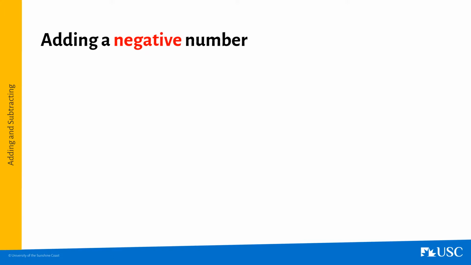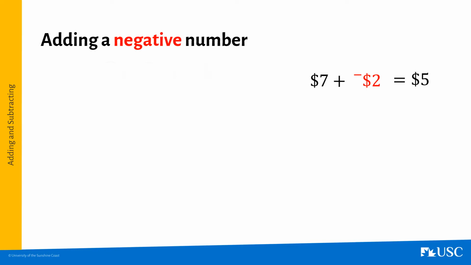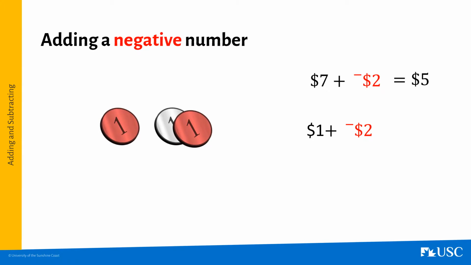Let's look now at adding a negative number. We have $7 and we want to add a debt of $2. We can pay back that $2 debt, and that leaves us with a credit of $5. Our balance has decreased. Starting with $1, we'll add a debt of $2. We can pay back part of that debt, and that leaves us with a debt of $1. Again, our balance has decreased.